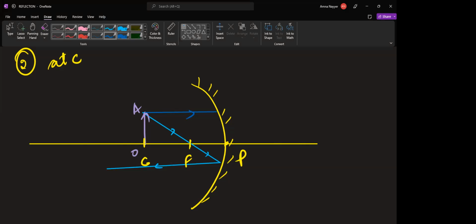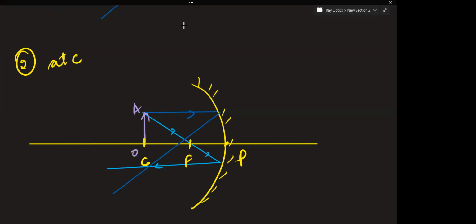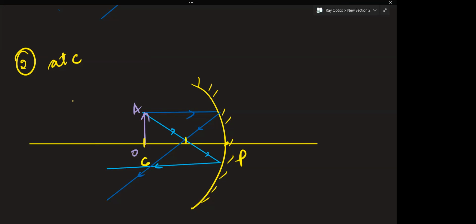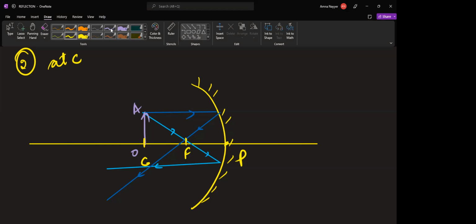For these diagrams, prefer a scale only, because without a scale your diagrams will become incorrect. So this has to be the focus here, because I have not drawn the focus properly. I have drawn it roughly, without any calculation. Focus has to be at the center between C and F. Now see the image.